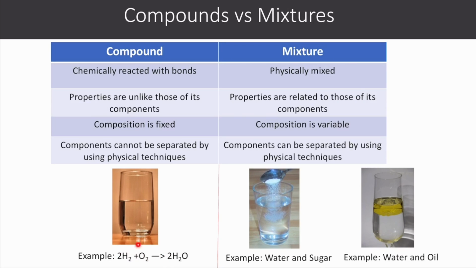The elements here, hydrogen and oxygen, must undergo a chemical change to generate water, and the properties of water differ from that of oxygen or hydrogen. Furthermore, the components cannot be separated by using physical techniques like distillation or filtration. Only chemical reactions like electrolysis, where you break the bonds of water to generate back the hydrogen and oxygen, can be used to get back to the original elements.